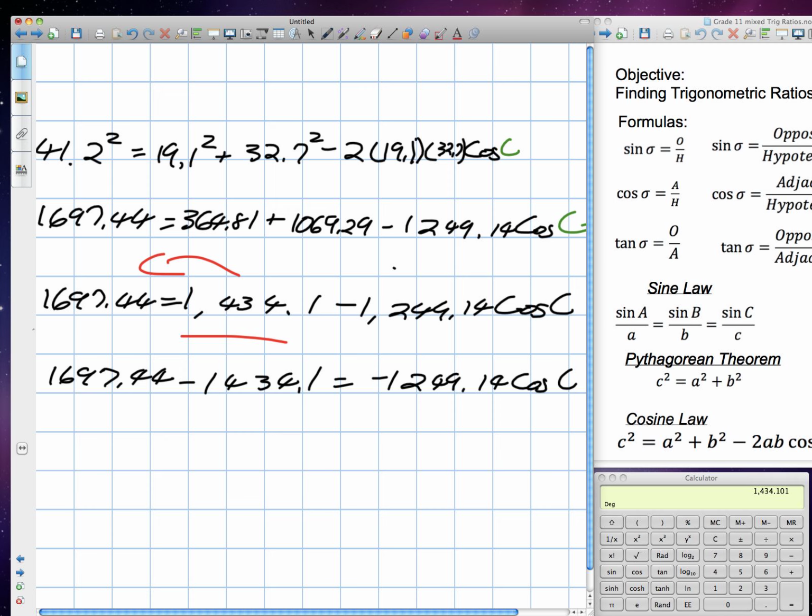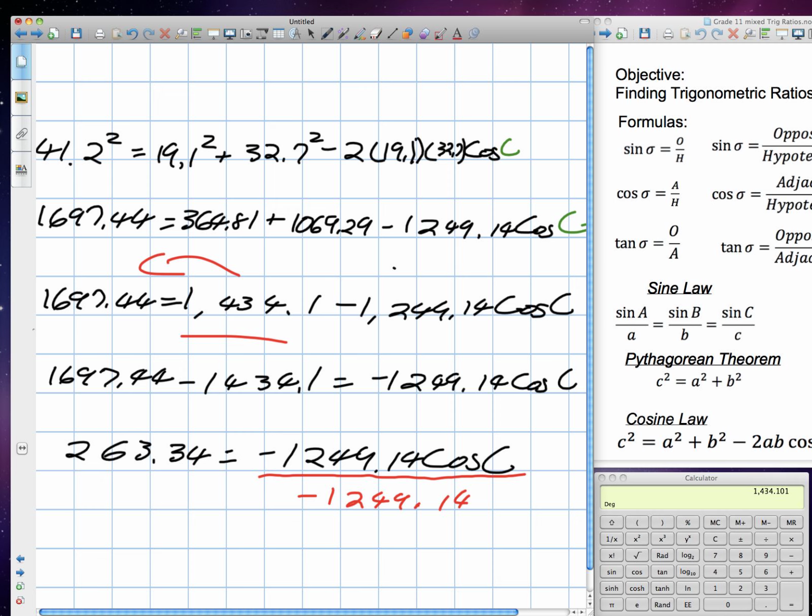Again, the whole goal of this is we're trying to isolate this C. We're going to get it by itself. This says negative 1,249.14 multiplied by cos C. So to get cos C by itself, I need to divide both sides of the equation by the number it's multiplied by, which is negative 1,249.14. These numbers will cancel each other out, so we'll just be left with cos C on the right side. On the left side, 263.34 divided by negative 1,249.14, we're going to get negative 0.2108. Okay, we went to 4 decimal places. That way we're going to stay very accurate.